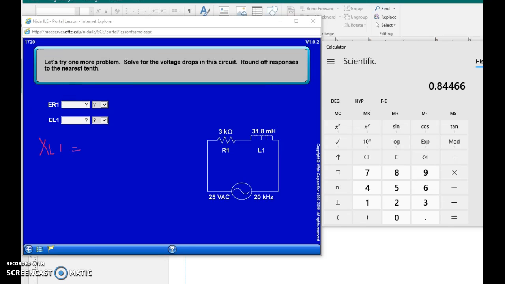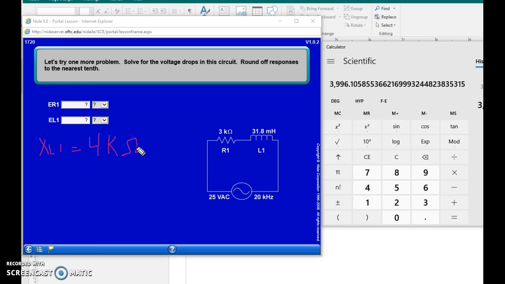So we'll come over to our calculator. 2 times, I didn't clear it, let me clear it. 2 times pi times frequency, which is 20, and this is in millis, so we're okay using units, times 20 times 31.8 equals 3996. I'm going to safely round that to 4K ohms. So I think we're close enough to do that. 4K ohm.